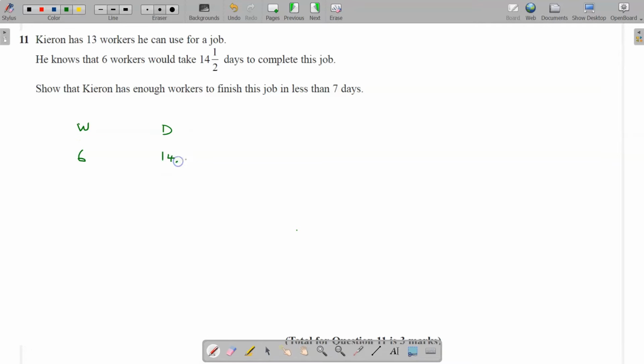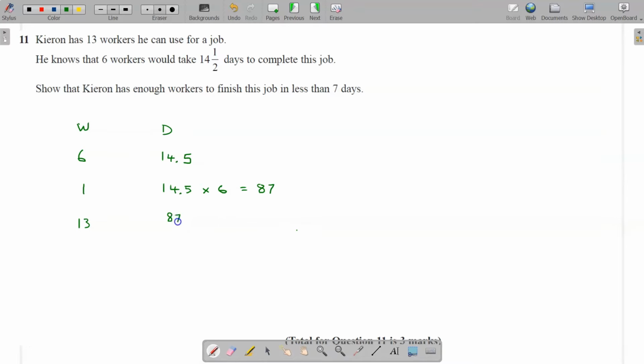So therefore, if he only had 1 worker, that's 1/6 of the workforce, it would take 6 times as long, which is 14.5 times 6, which is 87 days. Okay, but he hasn't got 1, he's got 13. So we only need to do now for 13 workers, we just take 87 and divide it by 13.